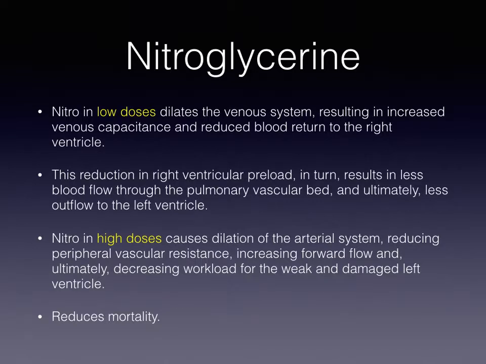Now, nitroglycerin in low doses is going to dilate the venous system, and that's going to result in an increased venous capacitance and reduced blood flow to the right ventricle. Now, this reduction in the right ventricular preload, in turn, is going to result in less blood flow through the pulmonary vascular bed and ultimately less outflow to the left ventricle. When we give nitro in high doses, that causes dilation of the arterial system, so reducing peripheral vascular resistance, increasing forward flow, and ultimately it's going to decrease the workload of the weak and damaged left ventricle.